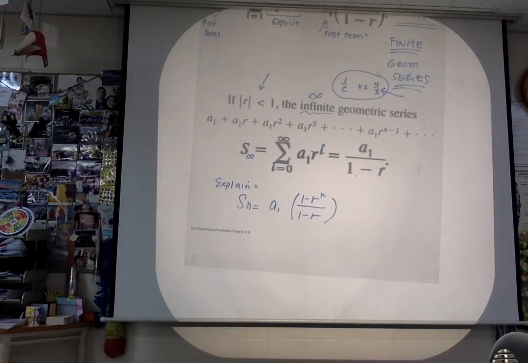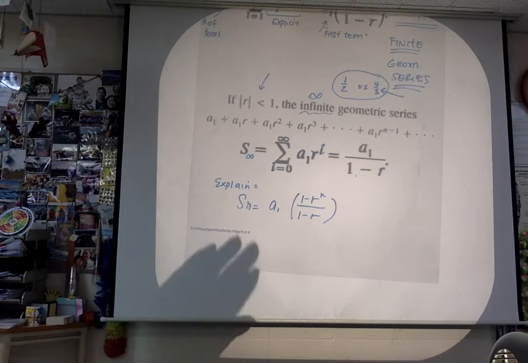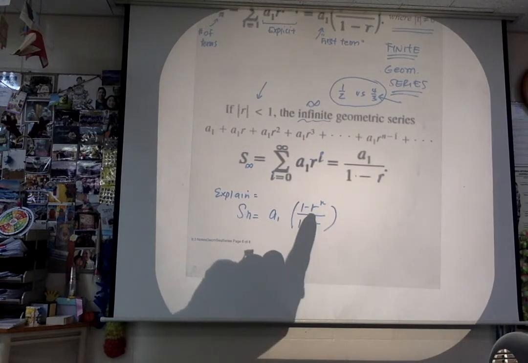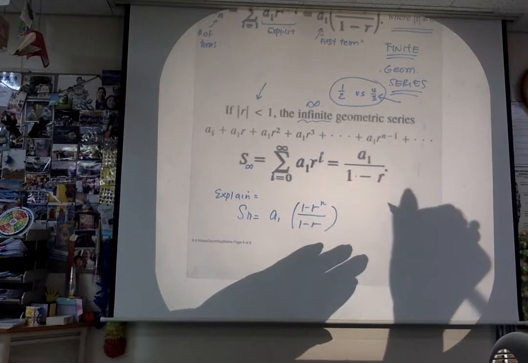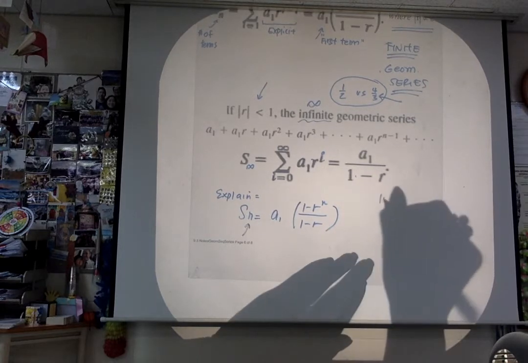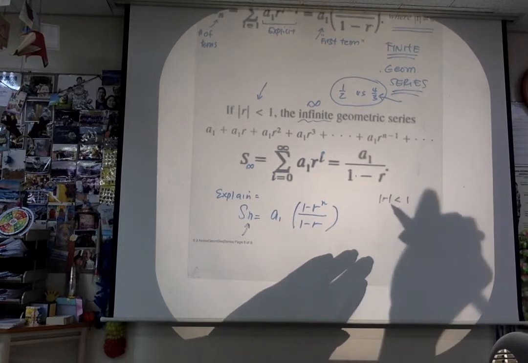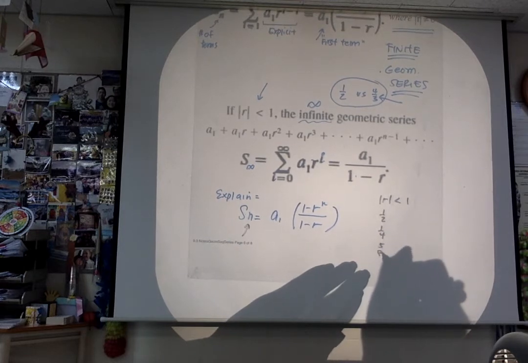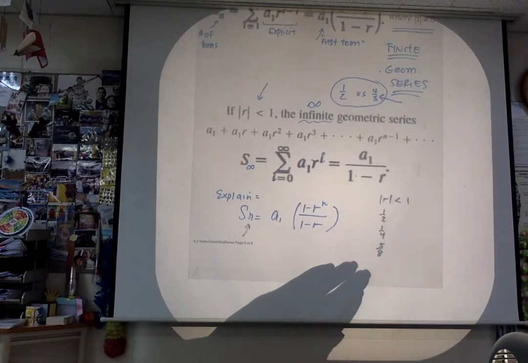But I want you to think about something. What if my n is infinity? The number of terms is an infinite number of terms, okay? And the common ratio is less than 1. That means I have like a half, I have a 1/4, I have 5/8. These fractions are less than 1.